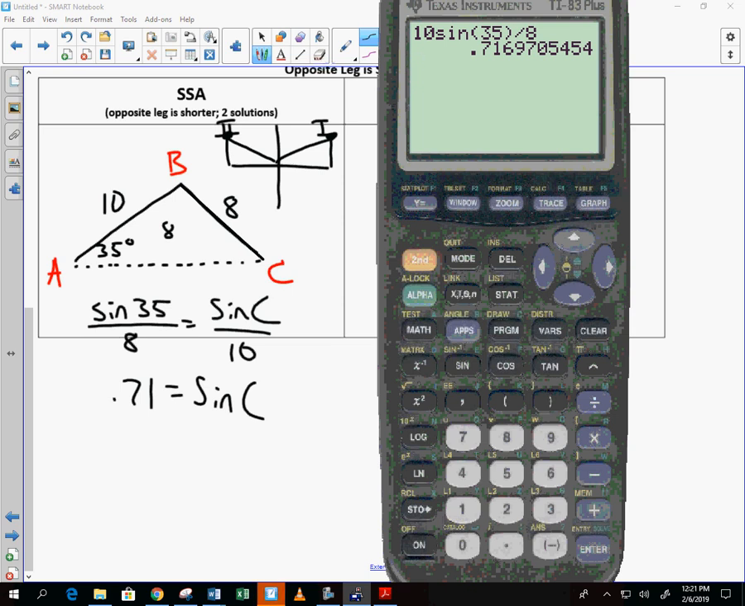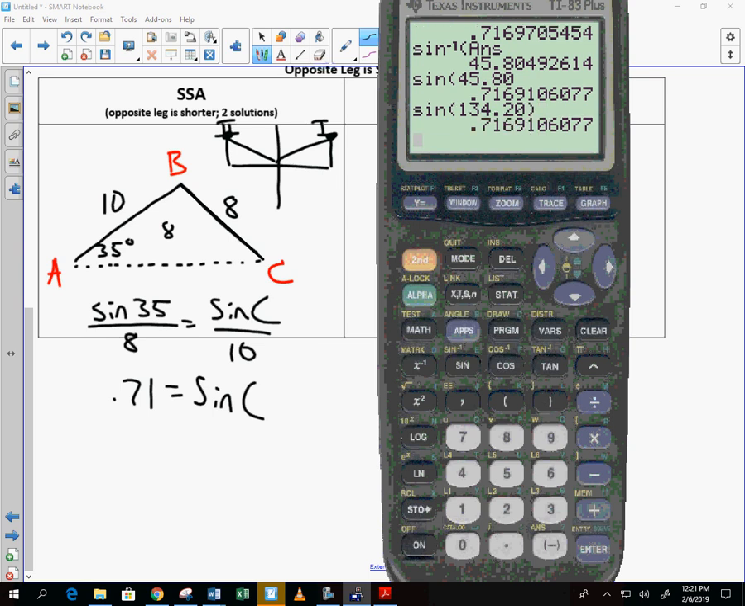So when you do sine inverse here, watch this. I'll do sine inverse, and I get 45.80. Sine of 45.80, we should get that same thing. But watch if I do this. Sine of, I'll try an obtuse angle, 134.20. And I get, what do you notice?